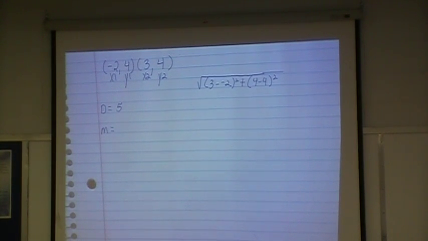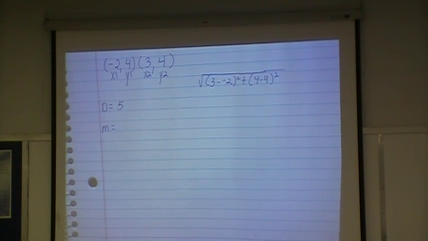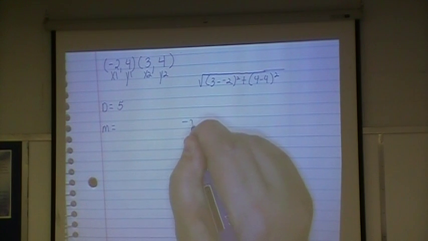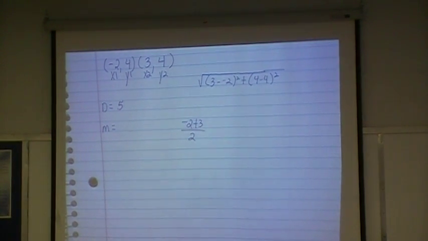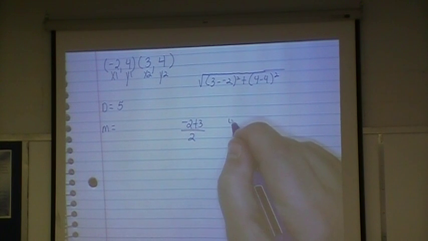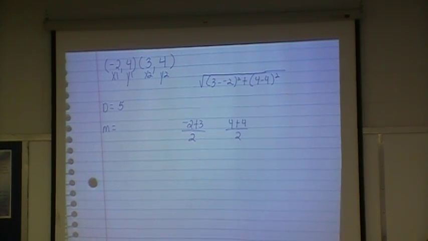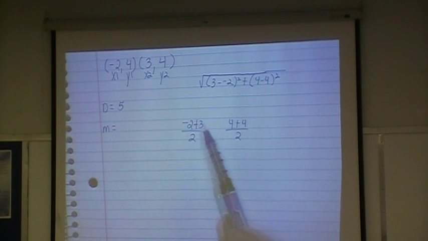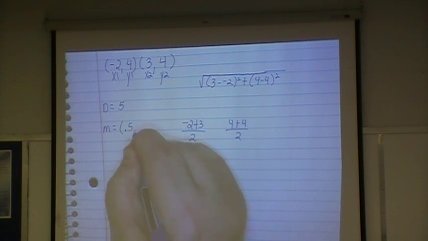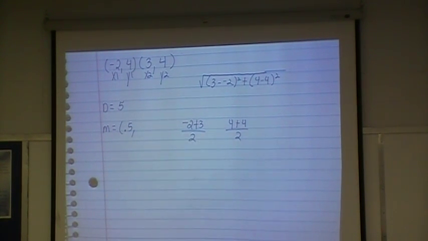Now, to find the midpoint, Adriana, what am I going to do in order to find the midpoint? x1 plus x2. Okay, tell me the numbers. Yes, you're right. That is our formula. Negative 2 plus 3 over 2. And 4 plus 4 over 2. So a negative 2 and a 3 is 1. 1 divided by 2 is what, Adriana? 0.5. 4 plus 4 is 8. 8 divided by 2 is what? 4.